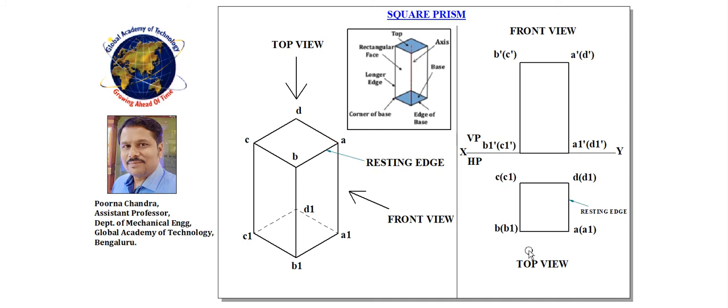So here is a square prism resting on HP on one of its edges or sides, right? If I draw the top view, it will look like this, and the front view will look like this. This is how we can perform naming in the case of solids. Understood? So this is regarding the basics of solids: how to name the views, and how to draw the top view and front view. Okay, thank you.